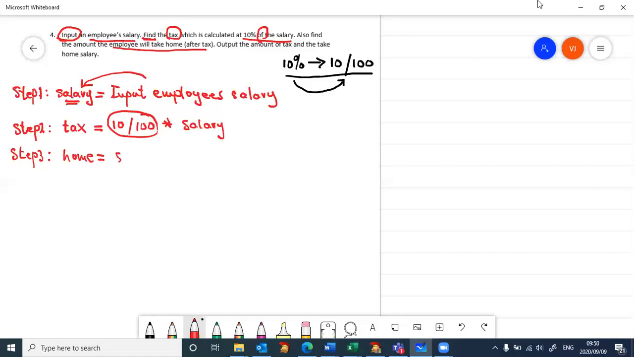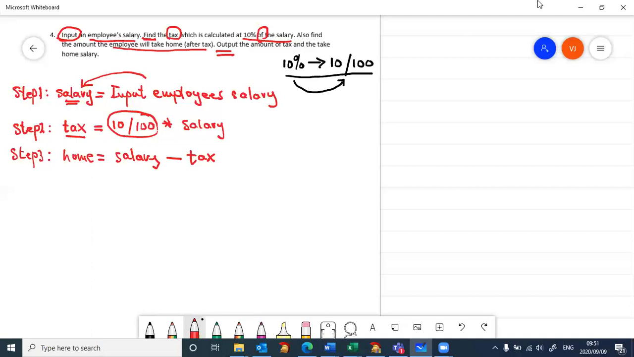So the amount he's going to take home is the salary that he will receive minus the tax that we just calculated. So there's the tax, there's the salary. It goes to the placeholder and gets the salary. It subtracts what is in the placeholder of the tax. So step 2 and 3, that's your process. We've calculated, and then we need to go on to the output.